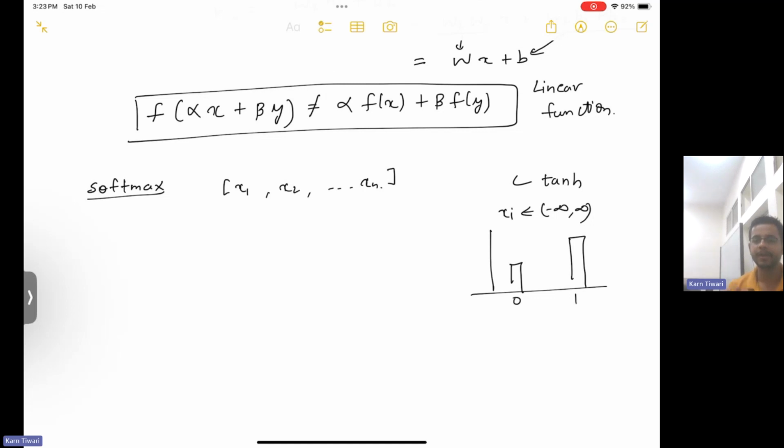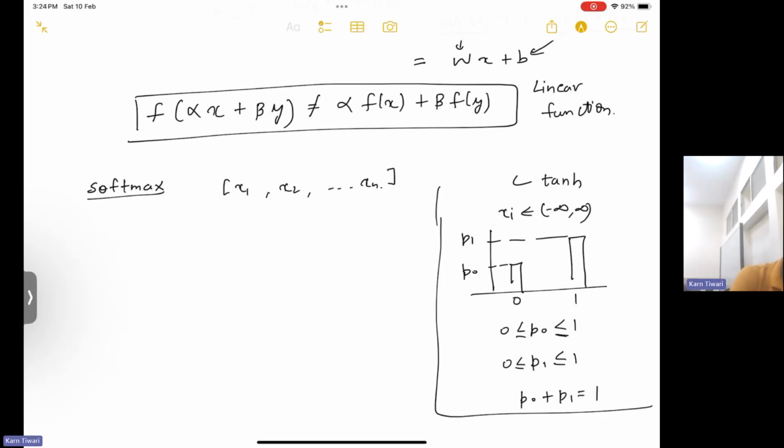It's a discrete probability distribution over the classes, where each value should be between 0 and 1, and the sum of all the probabilities across the classes should be 1. Suppose the probability of 0 is P0 and the probability of 1 is P1. P0 should be between 0 and 1. Similarly, P1 should be between 0 and 1. And P0 plus P1 should be equal to 1. So this was for the two classes.